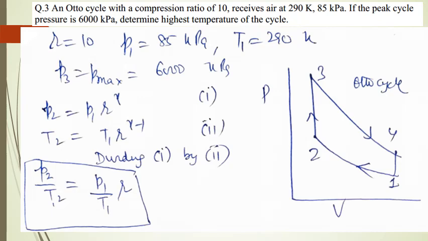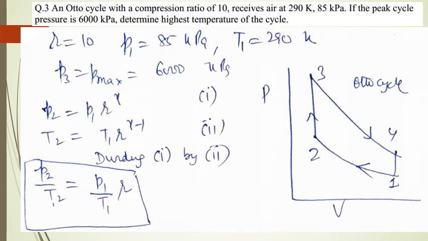So we have drawn the PV diagram for the Otto cycle. The given parameters are the value of r, that is, compression ratio is 10, P1 equals 85 kilopascal, T1 is equal to 290 Kelvin. The maximum pressure of the cycle, that is P3, is equal to 6000 kilopascal.